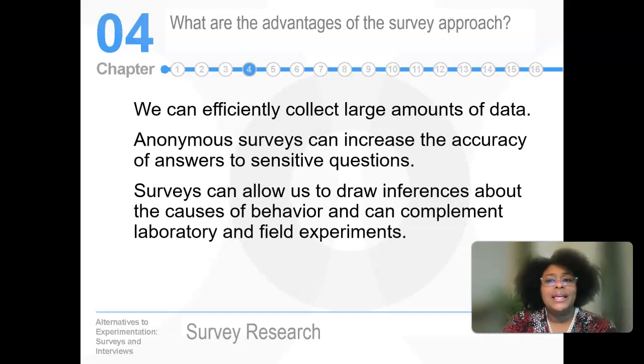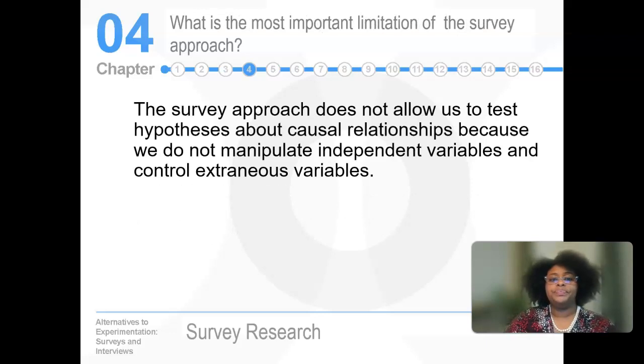So, surveys can be very beneficial because they allow you to efficiently collect a large amount of data at one time. You can get anonymous surveys, and it can increase the accuracy of how people respond to questions that may be sensitive or private. Surveys can also allow you to draw inferences about the causes of particular types of behavior, and they can definitely complement other parts of your experiment, such as lab work or field experiments.